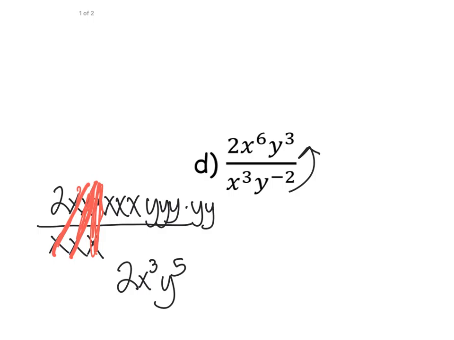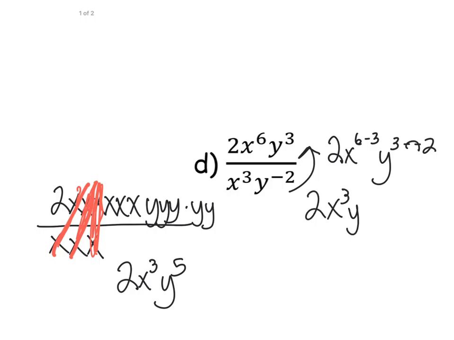Good. If I wanted to do the subtraction way, it would look like this. The 2 would stay. I would do X to the, now you subtract 6 minus 3. And on the Y's, you do 3 minus negative 2. Be careful with that. It becomes 2x to the third, y to the fifth.